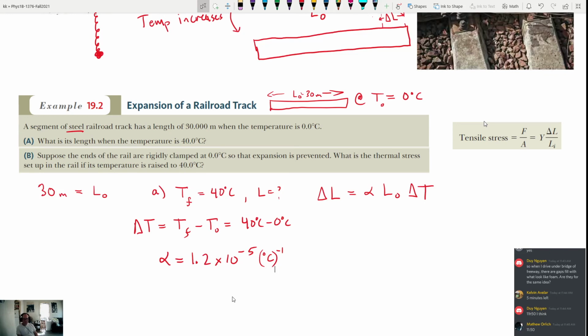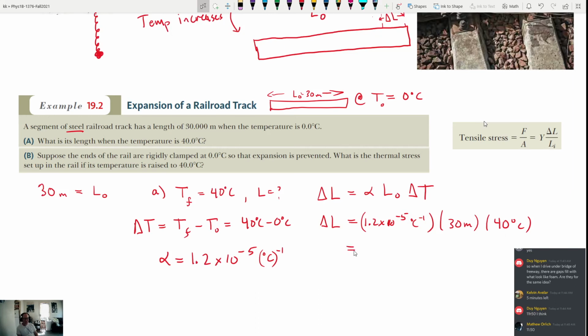Okay. So plugging those into our equation here, we'll have delta L is equal to 1.2 times 10 to the negative 5 degrees Celsius to the negative 1, multiplied by its initial length. So the bigger it is, the more it's going to expand. That should make sense. Times delta T, which we said was 40 degrees Celsius. Note that if we had done this in Kelvin, delta T would still be the same, even if the final and initial temperatures were different. The change in temperature will be the same, whether it's Kelvin or Celsius.